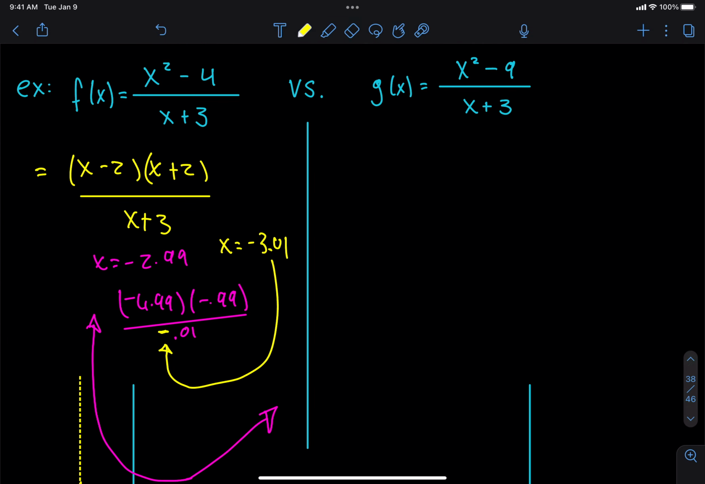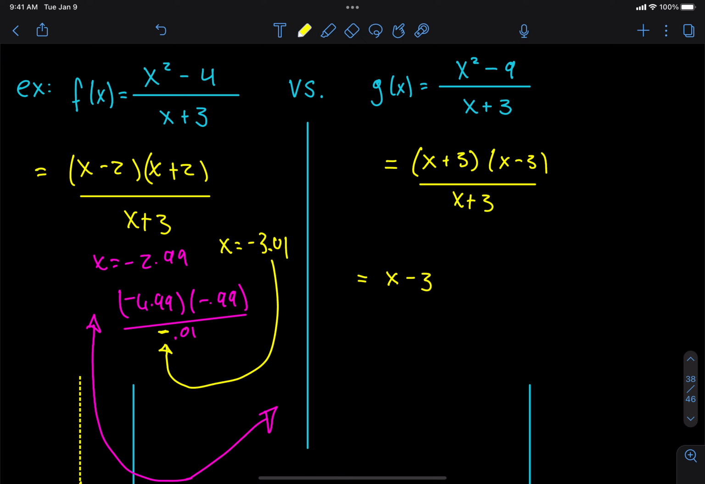Well, on the other one, we can factor again, right? What does the top become? x plus 3 times x minus 3, divided by x plus 3. Which means, what can we do? We can cancel one of the factors, right? So this becomes x minus 3, provided that what? Is there any condition on this cancellation here? Yeah, provided that x is not negative 3.